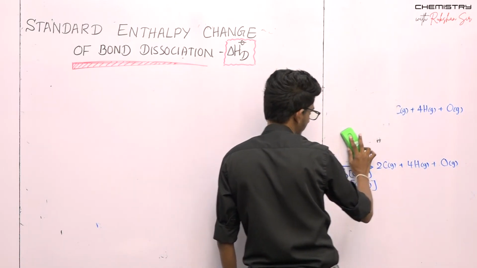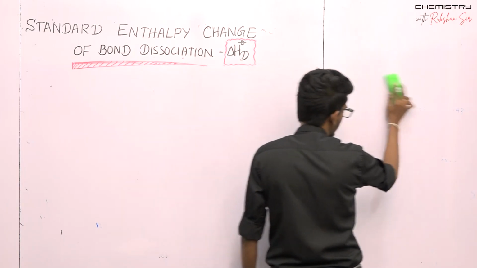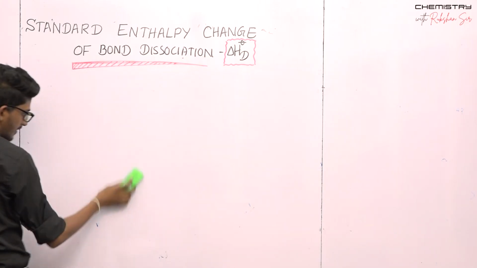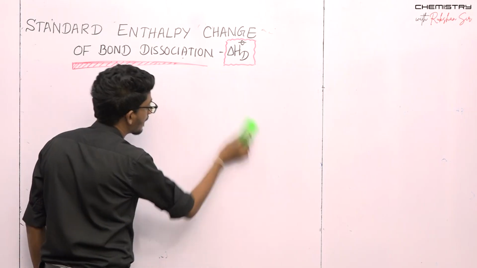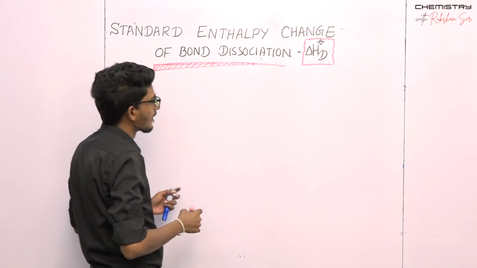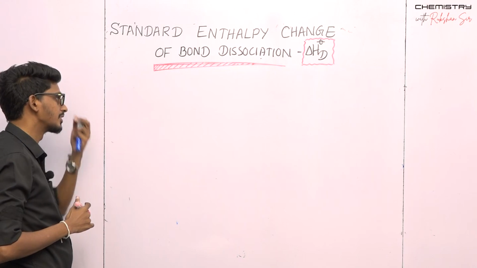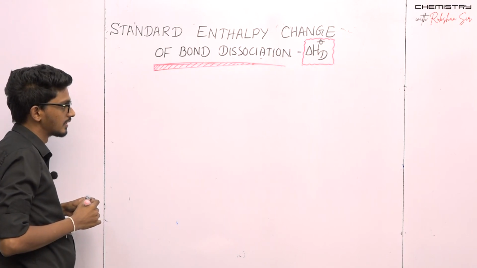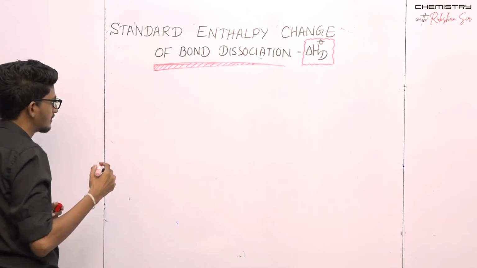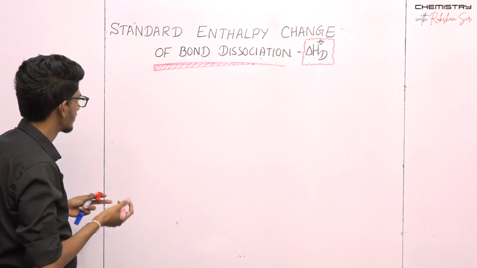Like delta H naught R, the enthalpy of reaction, is equal to delta H naught F of products minus the reactants. Such an equation was there. Like that, we have an equation for delta H naught R in terms of delta H naught D's as well. What is that equation? First of all, I'll write the equation. At the end of this lesson, I'll derive that as well. So the equation is this.